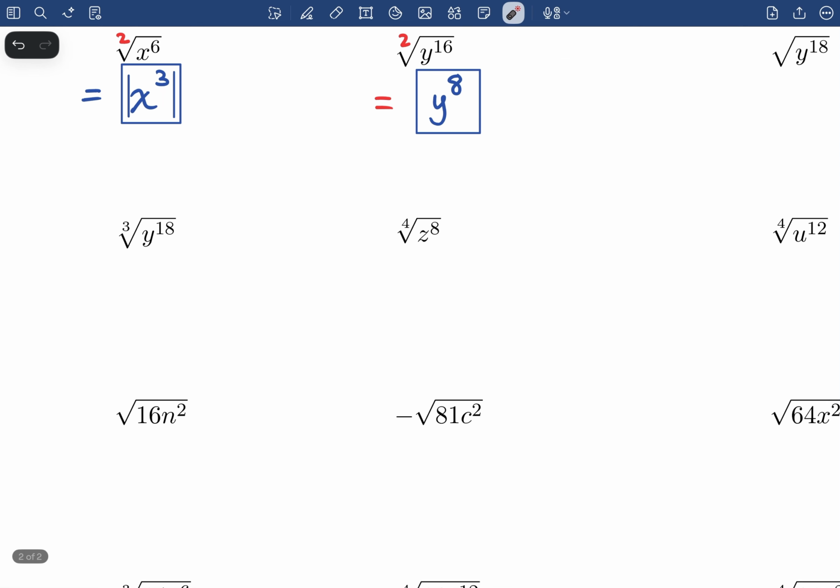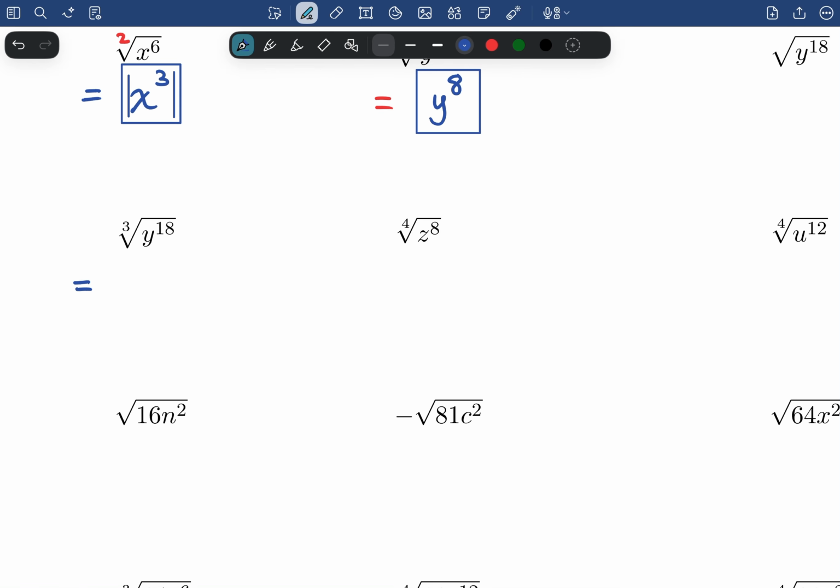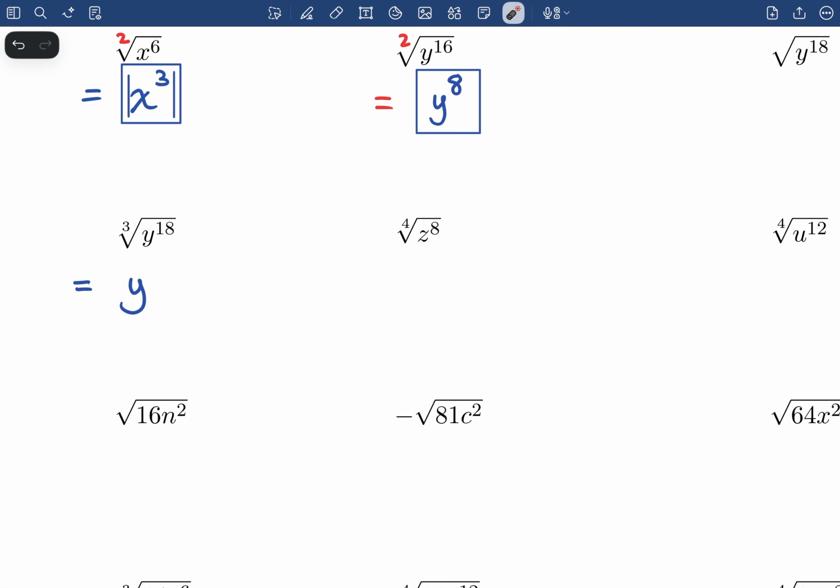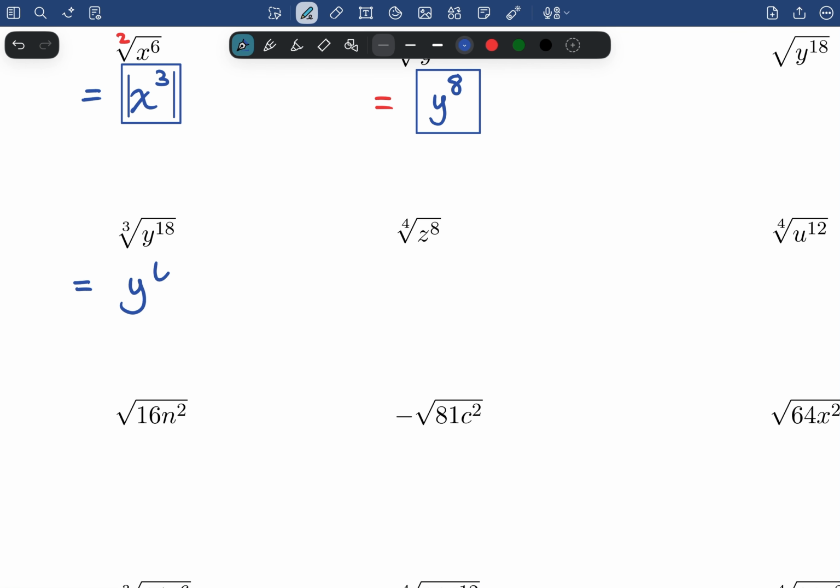We have the cube root of y to the 18th. And to make it easy for you, I would just tell you, hey, you could take y, raise it to the 18 divided by 3 power. So take that power, divide it by the index. That's the easy way to get it done. 18 divided by 3 is 6. And since this was an odd index, I don't have to worry about absolute value symbols again. I'm done. That's my answer.